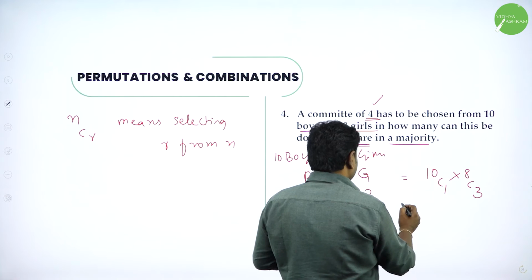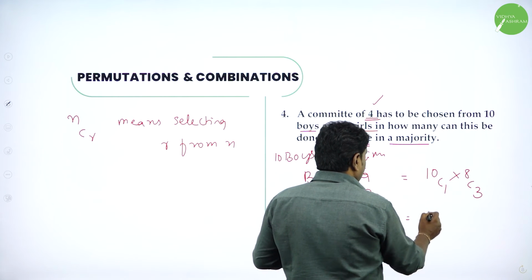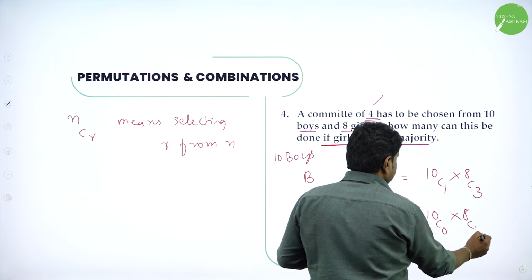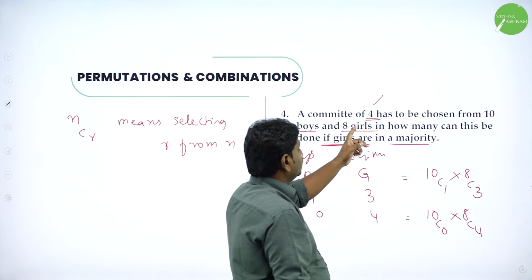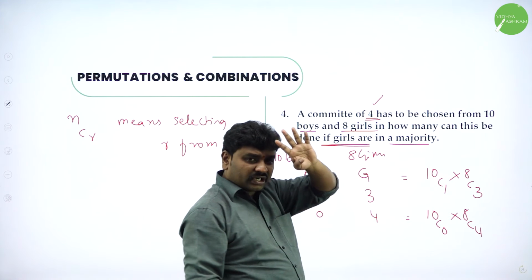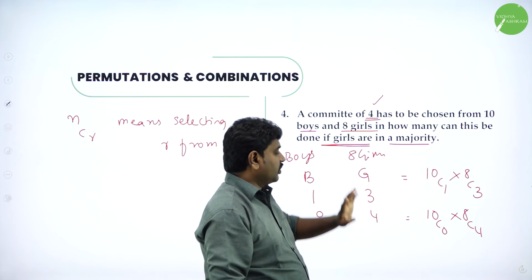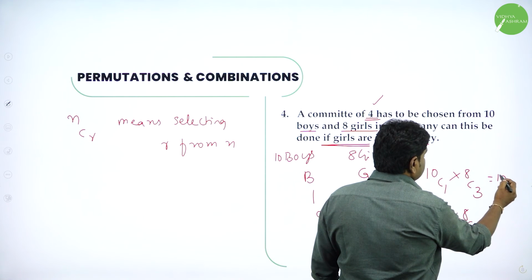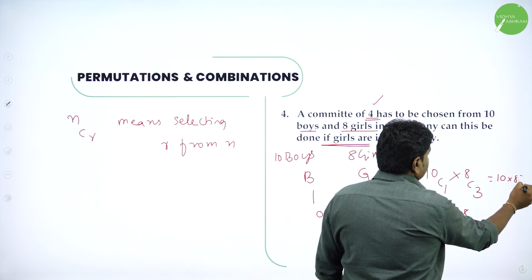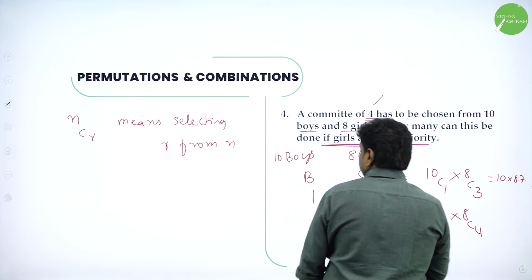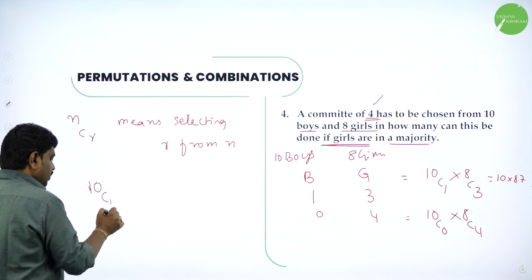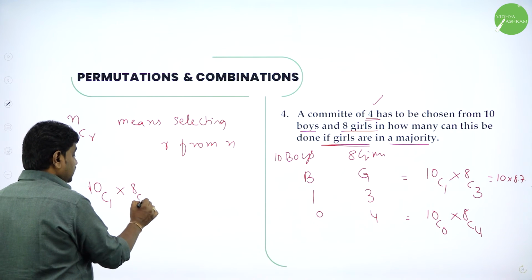This is one combination. Then the other combination: out of 10 boys you should not select any, and out of 8 girls you can select all 4. So the committee should contain only 4. Committee of 4 you have to form. So these are the 2 possibilities. Here 10C1 is 10 and 8C3 you calculate. So here the first combination is what? Out of 10 boys select 1 boy, and out of 8 girls select 3 girls.